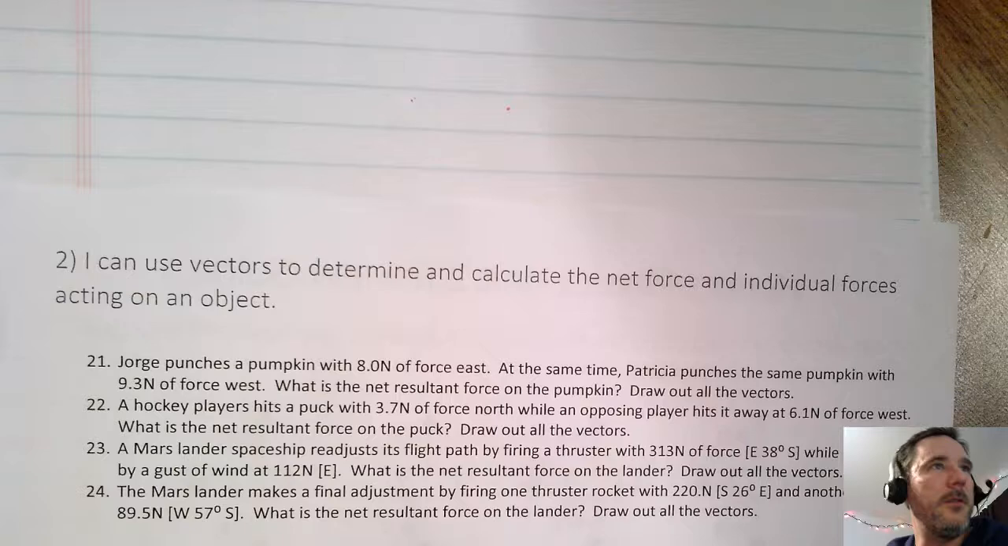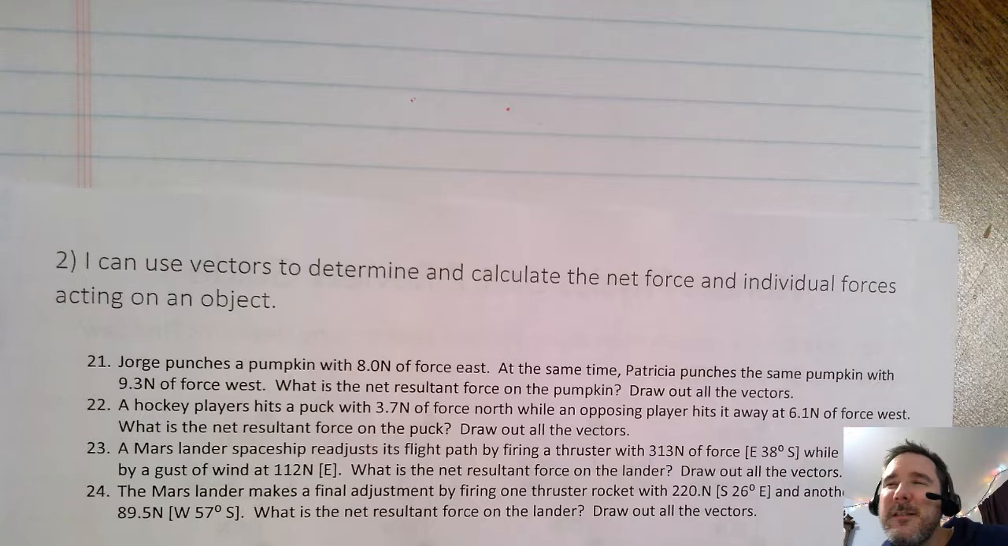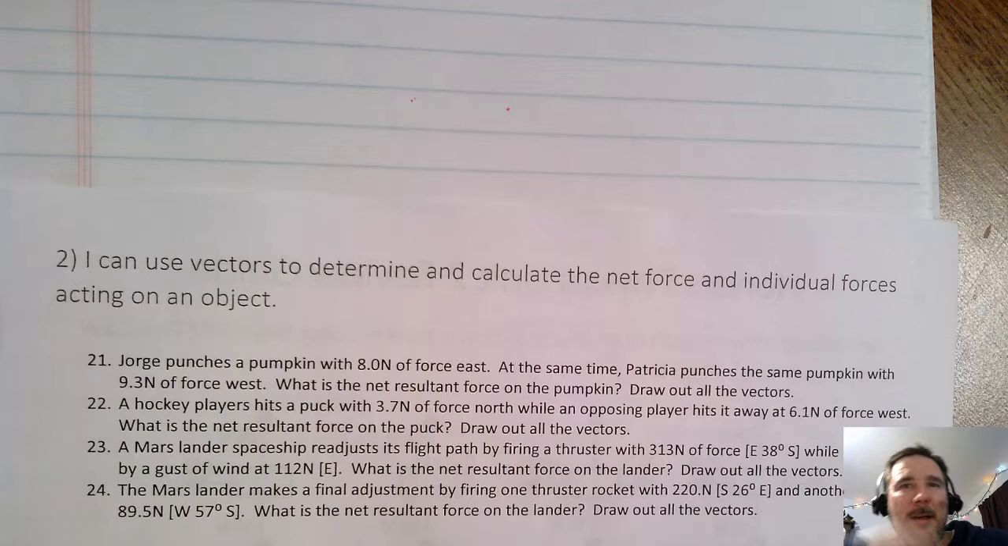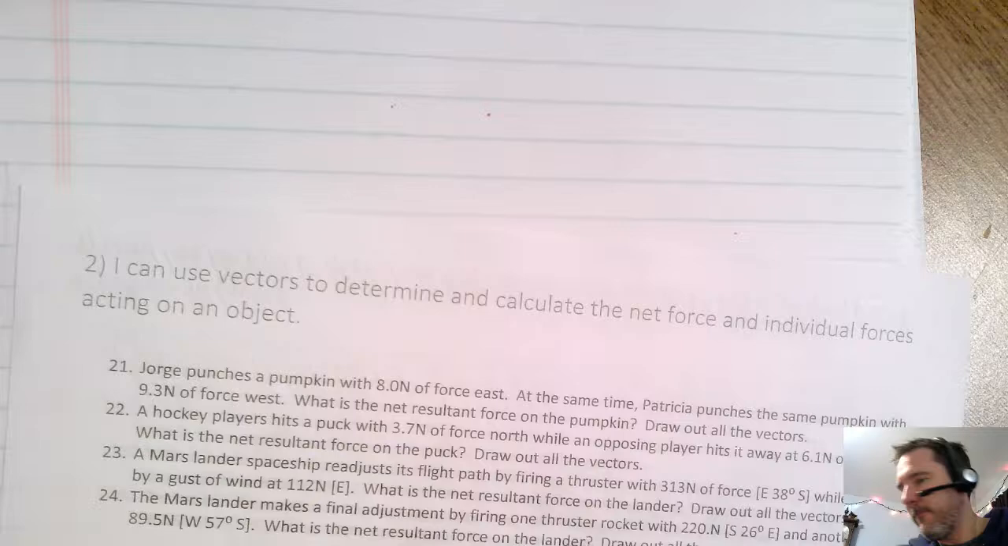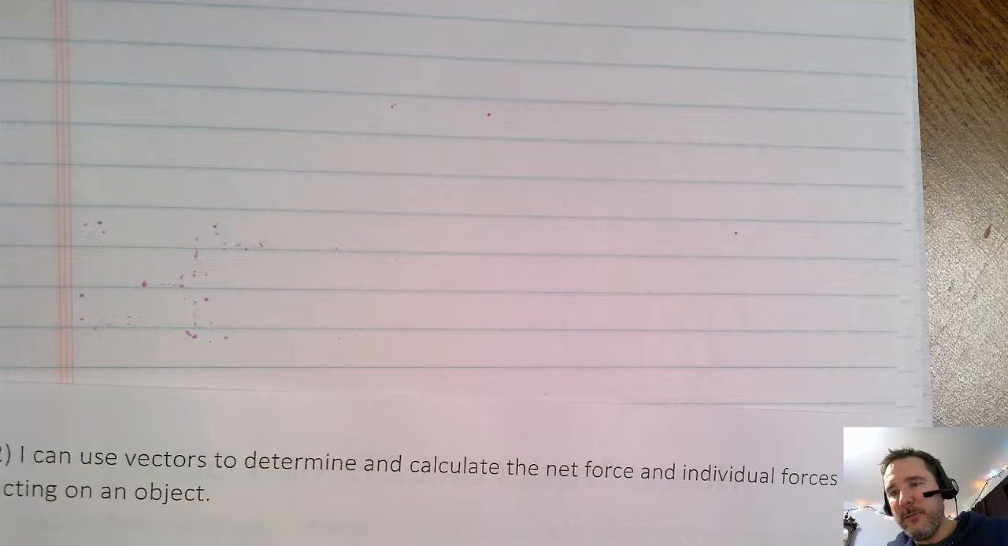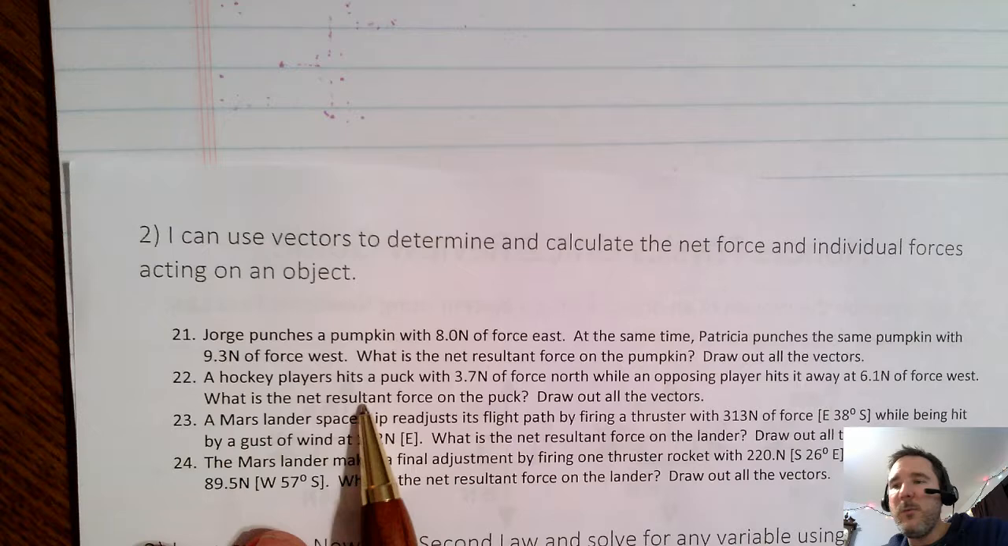Do we have to provide the angle? Yes, be ready to provide the angle, I should say. Here's the key. If we're wondering, which one was that? That was number 22. It just says, what's the net resultant force? There it is. What's the net resultant force?